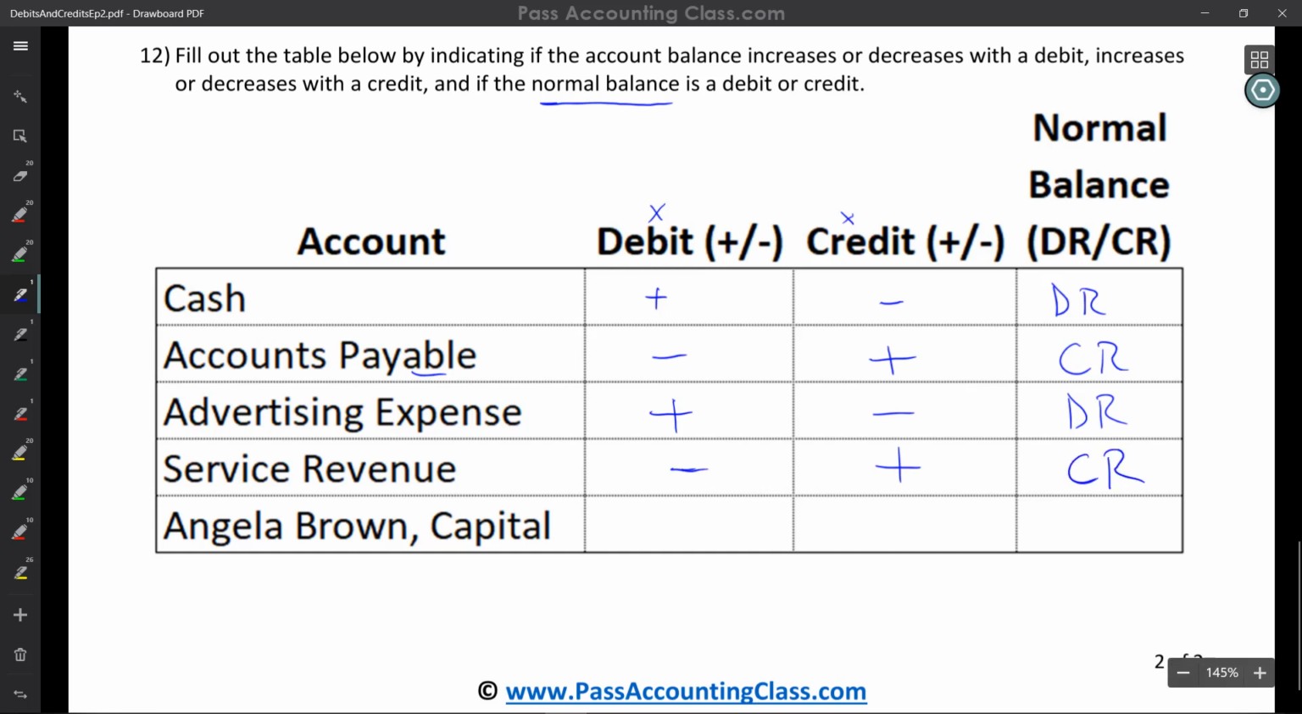Angela Brown Capital, that's going to be an owner's equity account, and we increase the balance of a capital account or an owner's equity account by crediting it, and we're going to then decrease the balance by debiting it. So the normal balance is a credit.